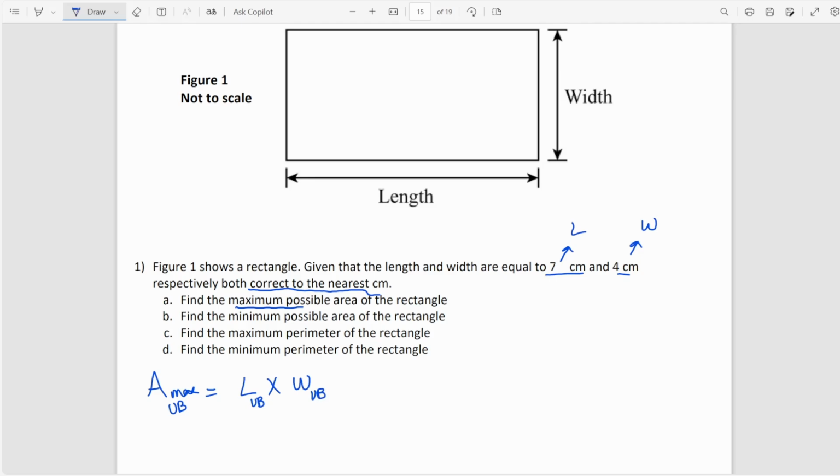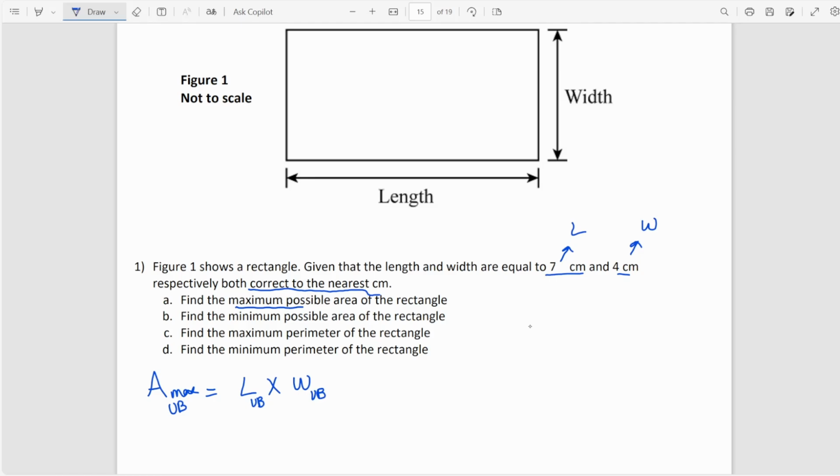The operations between lower and upper bounds were covered extensively in the last video, so if you didn't watch it, I would highly recommend you go and watch it. Now, we want the upper bound for the length and the upper bound for the width. Let's go ahead and find those.